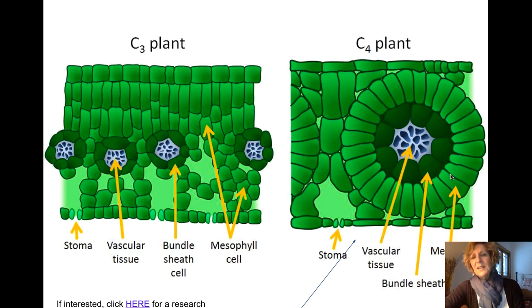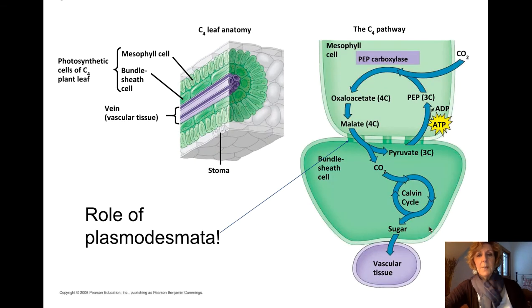So what happens is that my bundle sheath cells and my mesophyll cells are spatially very close together. And we're going to see that what happens is there's going to be something special that happens in the bundle sheath cells that is then connected very closely to a mesophyll cell. And these two cells are going to help with the process of photorespiration, as we'll see in a minute.